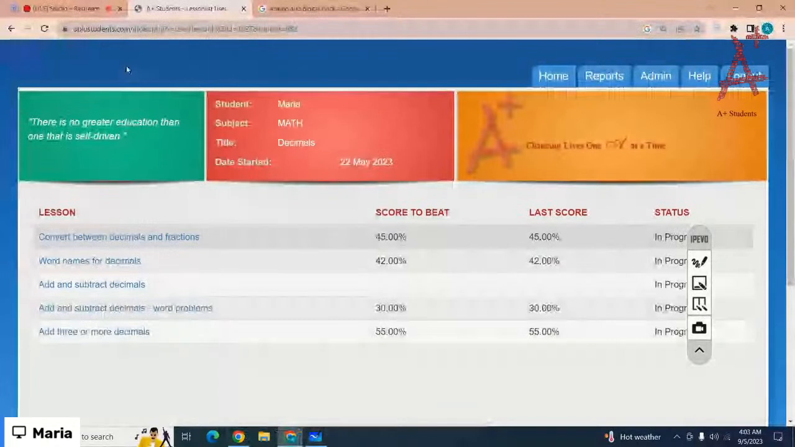Okay, here I am on grade 3 math. The chapter we're working on is decimals. Let's just start with the first lesson, that is convert between decimals and fractions.